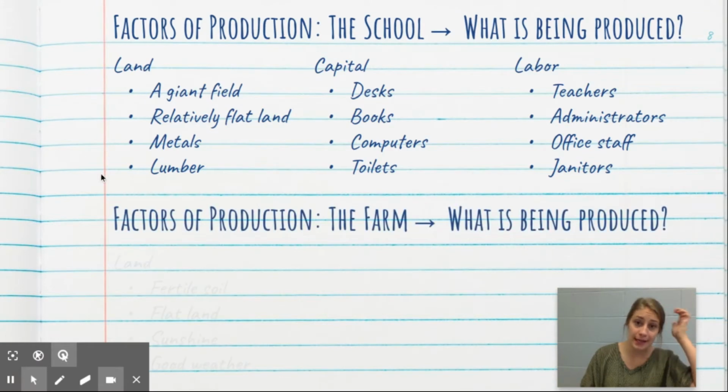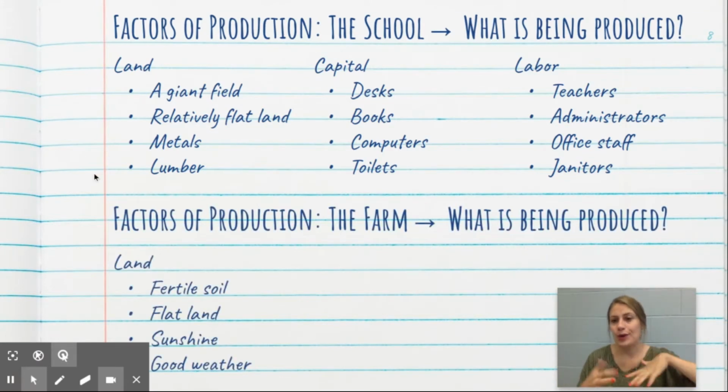So another example is the farm. So what's being produced on a farm? When we have farms, it's usually producing food. So if we have a farm, we need fertile soil, we need flat land, we need sunshine, we need good weather. We need all of these things that are going to make the food grow so that way we can produce food for a community.